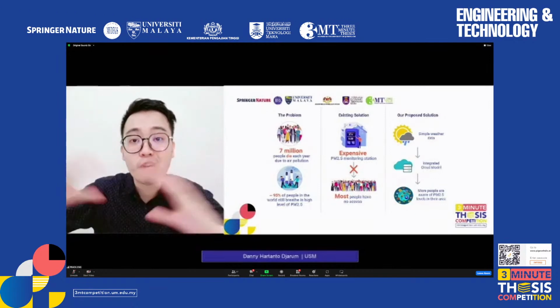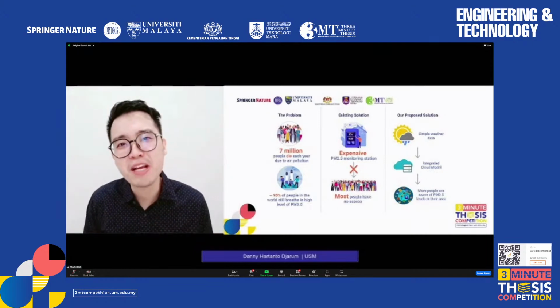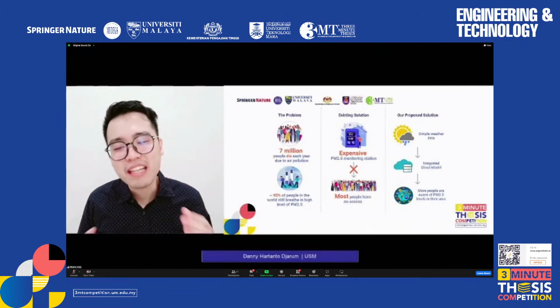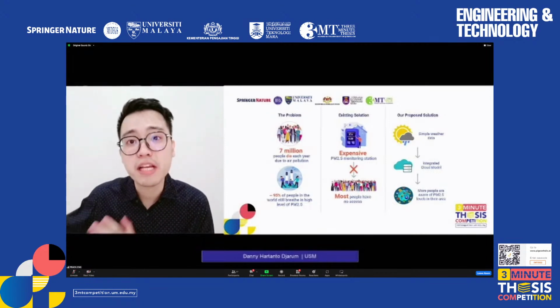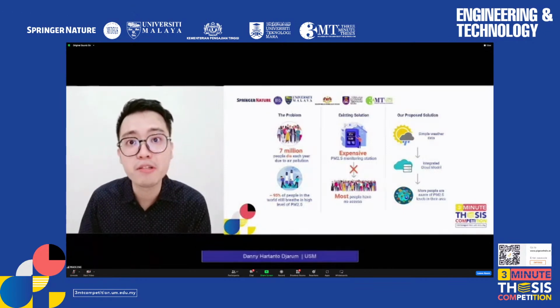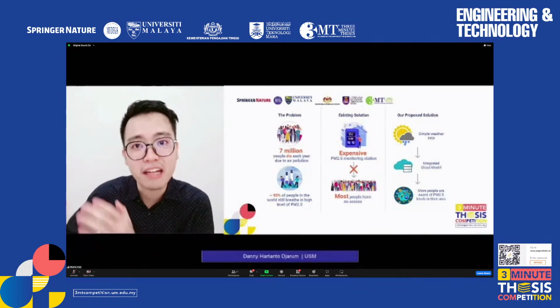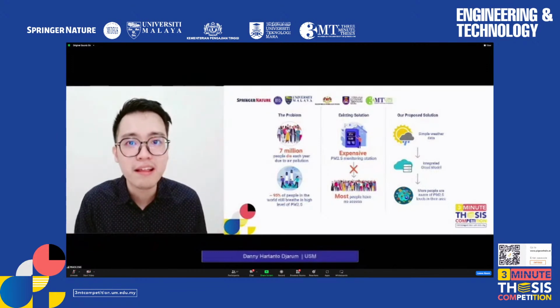Now, our goal is to bring back this access to all of these people. But how are we going to do that if it costs so much? Well, that is the breakthrough of our research. Instead of using expensive sensors, we use a machine learning model to predict PM 2.5 using simple weather information like temperature and wind speed. Now, this is how it works.